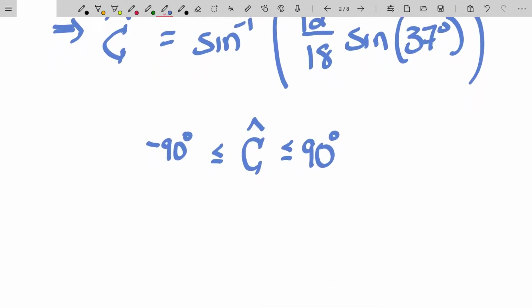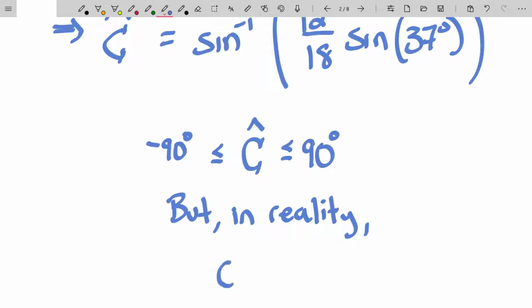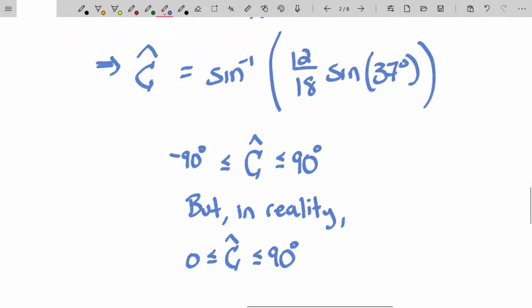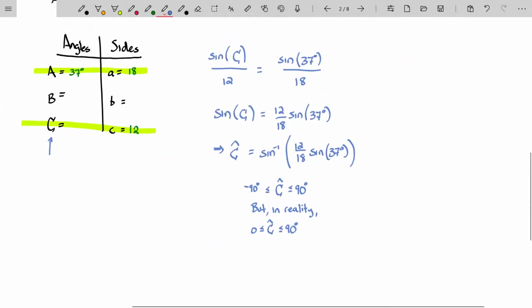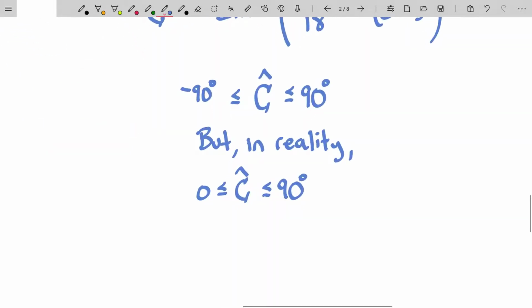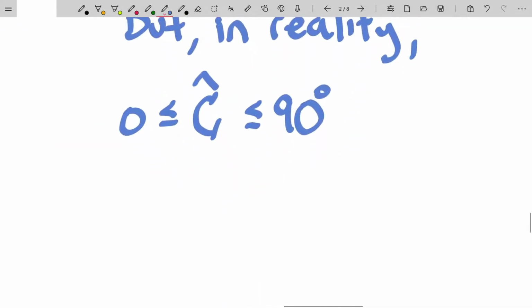So let me go ahead and just say, in reality, what we're going to get here is C hat, the angle, is actually just between 0 and 90 degrees because we're working within a triangle, so our ratios are always positive. Every number we're dealing with is a positive number, so you don't have to worry about that. But the main thing I want to drive home here is that what a sine inverse is going to return in this situation is always an angle between 0 and 90 degrees.